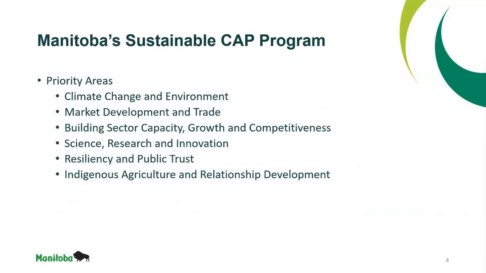So Manitoba's Sustainable CAP program overall includes the following priority areas: climate change and environment, market development and trade, which is the one we're going to talk about today, building sector capacity, growth, and competitiveness, science, research, and innovation, resiliency and public trust, and Indigenous agriculture and relationship development. And if you were to explore the website for our program, I think you're going to find that there's something in all or most of these priority areas for Manitoba's processors. So please do visit the website and explore.